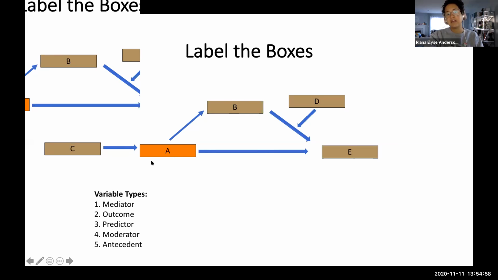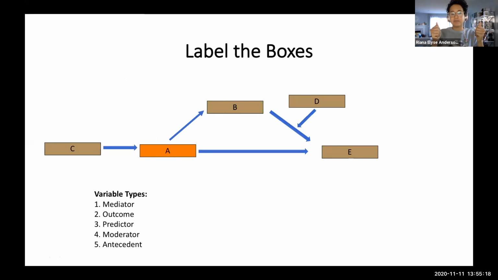But the mediator, again, is something that helps to explain. So again, if A and E typically have a relationship, but if B can explain it a bit better, so if what A tells B and then what B tells E is a better way of communicating between A and E, then B, as that mediator, is going to help to explain the relationship between A and E.